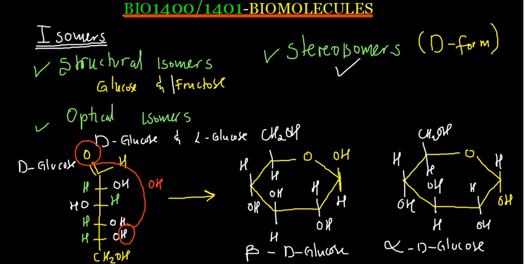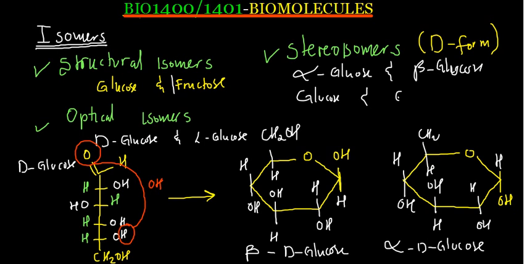Now, another type of stereoisomers, of course, which are not here. So let me write examples of stereoisomers. You have got alpha glucose and beta glucose. Alpha glucose and beta glucose are examples. Another example of stereoisomers, you have got glucose and galactose. So you can see that alpha glucose and beta glucose, they differ at carbon number one, right? You have got OH on top in one, and then in the other you have got OH down.